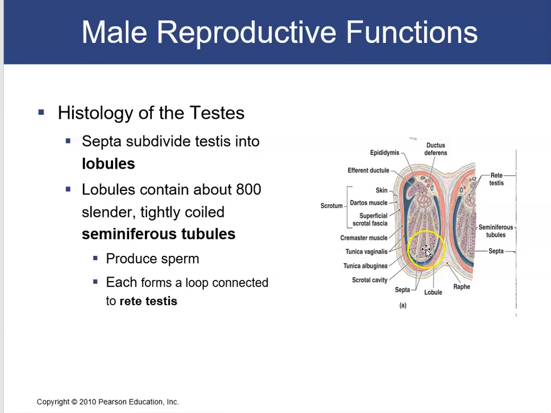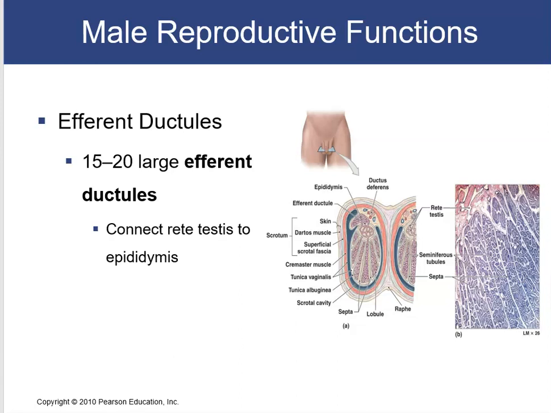But each lobule can contain upwards of 800 slender, tightly coiled tubes known as the seminiferous tubules. The seminiferous tubules is where the sperm are actually produced, and each of which will form a loop that's connected to our next structure up here at the top, known as the rete testes. The testes also has between 15 and 20 efferent ductules, efferent exiting ductules. We see them labeled up here at the top of the rete testes. These efferent ductules connect the rete testes to the epididymis.